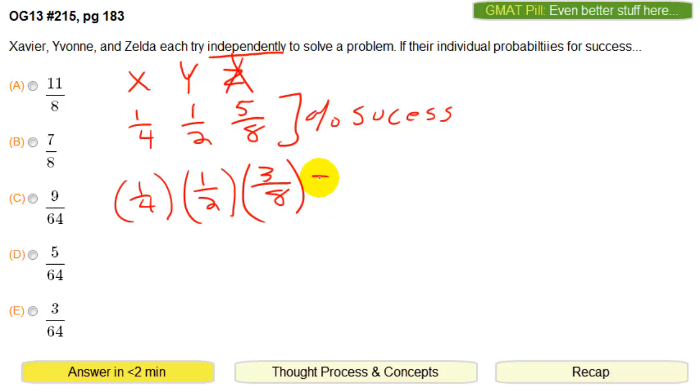So this is really what we're looking for. 1 times 1 times 3 is 3. 4 times 2 is 8. 8 times 8 is 64. So the probability is 3/64, and that's answer E.